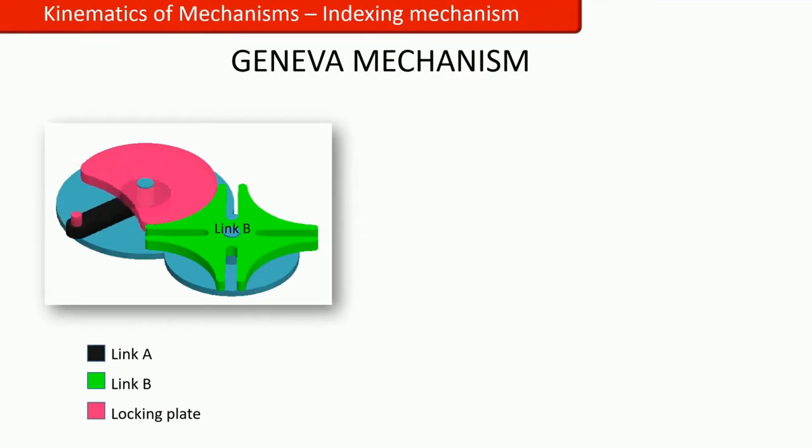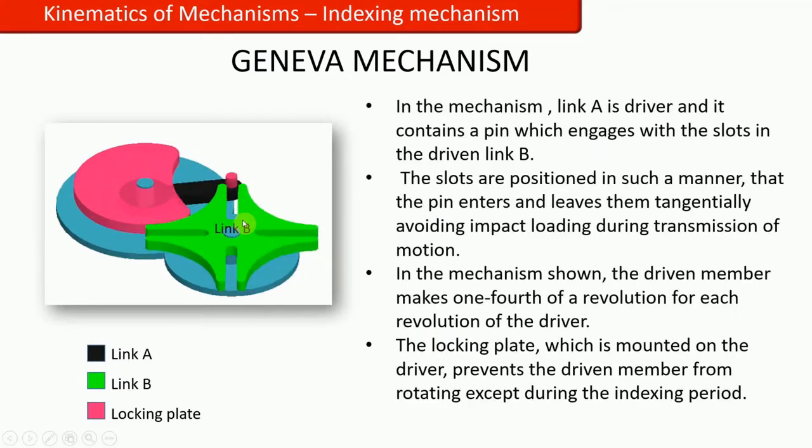So first, going to Geneva mechanism. You can see an image here. This Geneva mechanism is a mechanism in which rotation is transmitted between two links. First link is this link A, which is the black colored one, and the second one is link B, which is a green colored one. Here you can see there are 4 slots in link B. Link A is called the driver, that is the black link, and link B is called the driven link because link A drives link B.